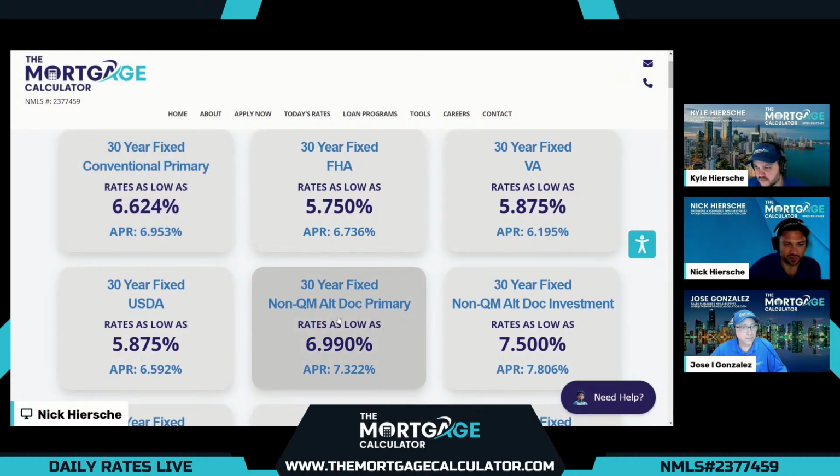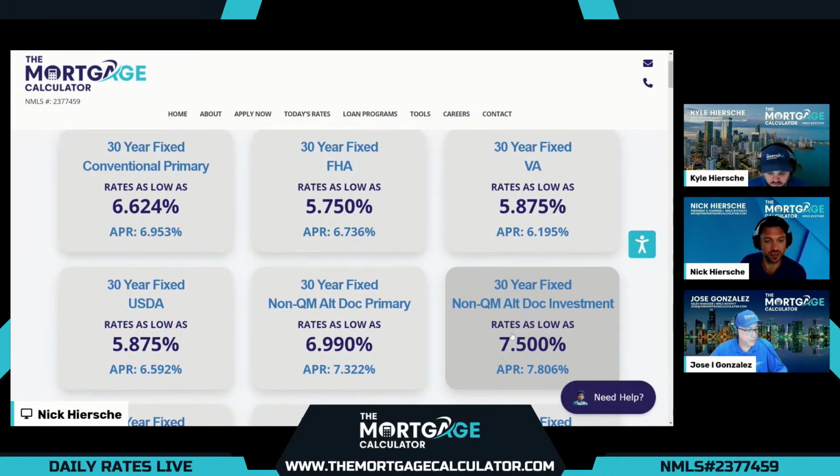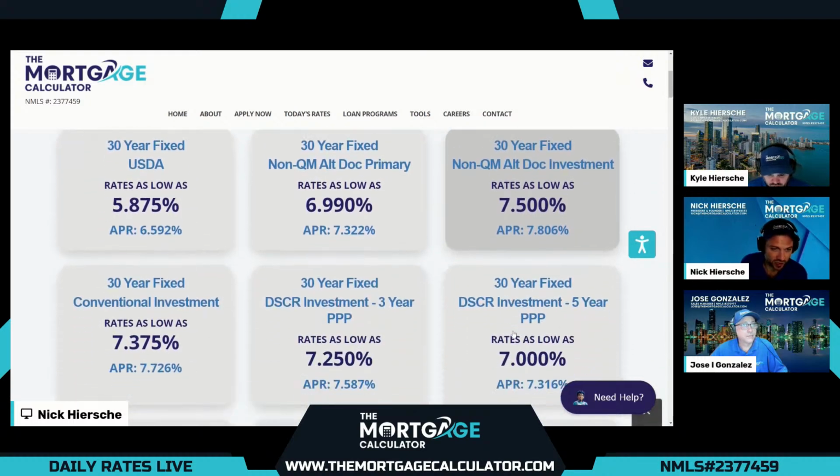Amazing rates here within half a point. And moving on to our investors, 30-year fixed non-QM alt doc for investment properties. So again, bank statement or similar, comes in at 7.5 rate today, final APR 7.806. And we'll compare that to our other investment options down here.